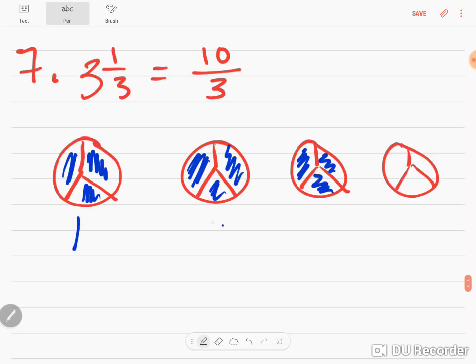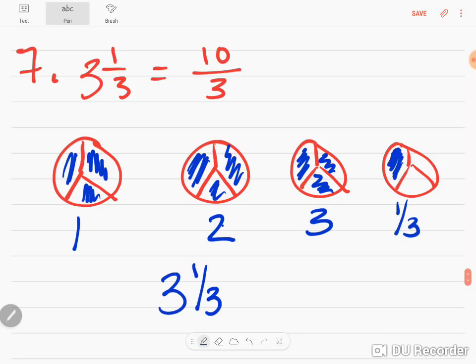So that's 1, 2, 3. Now, with this last circle, only 1/3 is shaded. So I'm only going to shade 1. This shows 1/3. And so now this picture right here shows 3 1/3 is equal to 10/3.